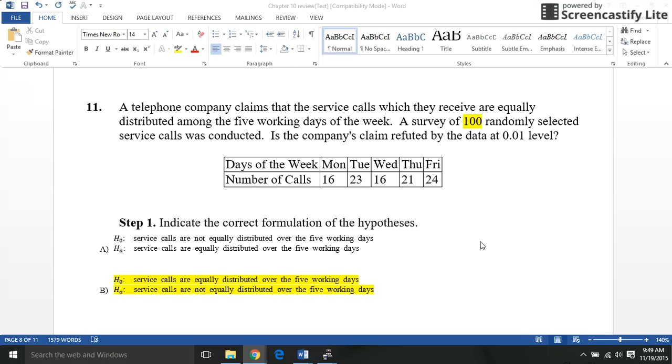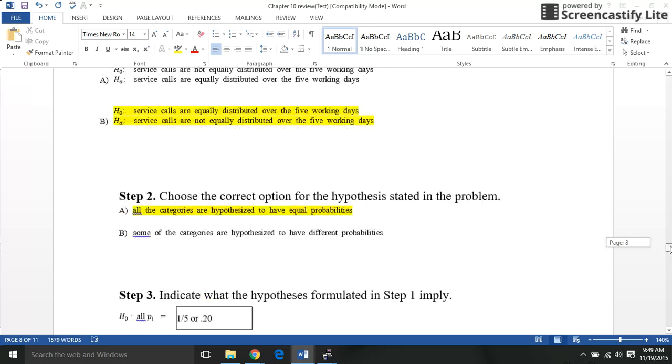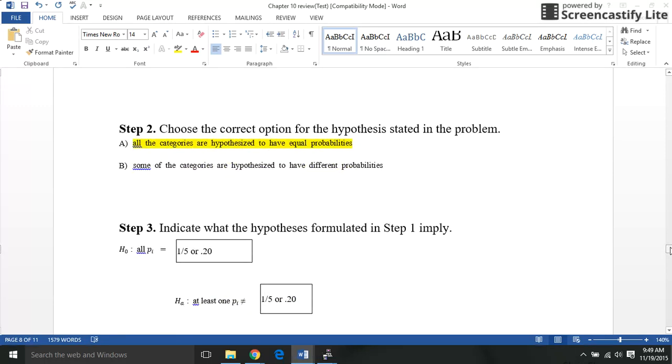So my null hypothesis is service calls are equally distributed over the 5 working days. For these kinds of problems, that's the only kind of null hypothesis you can have, that they're equal. The alternative is that they're not equal. So when you're looking for the correct option for the hypothesis, it's A. All of the categories are hypothesized to have equal probabilities. We'll look at one in the next video where they have different ones.